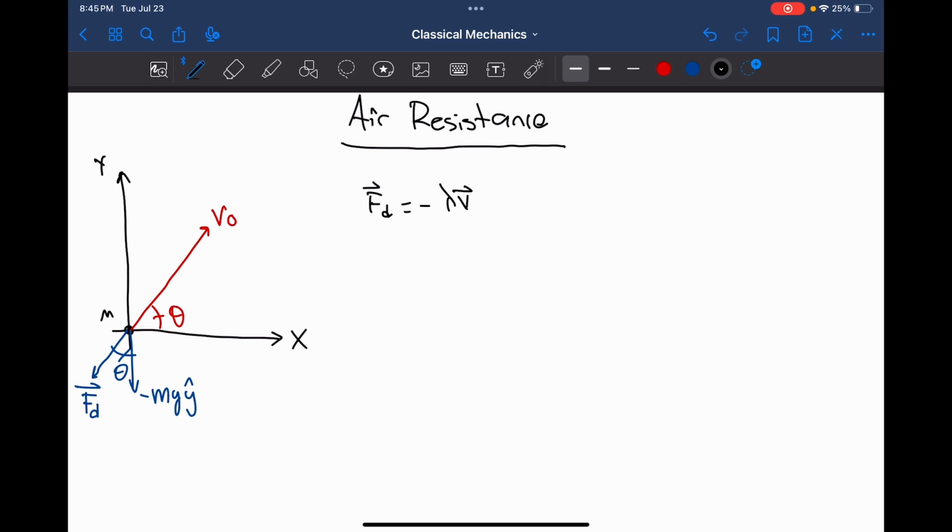So for linear drag, we're going to have the same sort of scenario as in the last video, an object that is launched at some initial velocity at an angle theta made with the horizontal. But this time, instead of gravity being the only force, we're also going to observe a drag force, which is going to oppose the velocity. So it's minus lambda v. And by the way, this tells us that lambda must have units of kilograms per second in order to make the units on the left-hand side equal the units on the right-hand side.